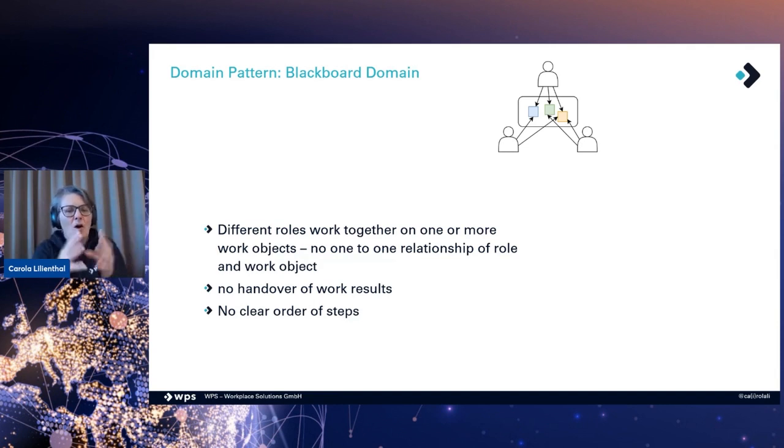So the overarching coarse granular process, so the overall process consists of activities that are not performed one after the other, but in parallel. So the roles, someone is doing something with a work object, and then the next one reacts to the data, changes something, and then the first one has to work again on the same work object.